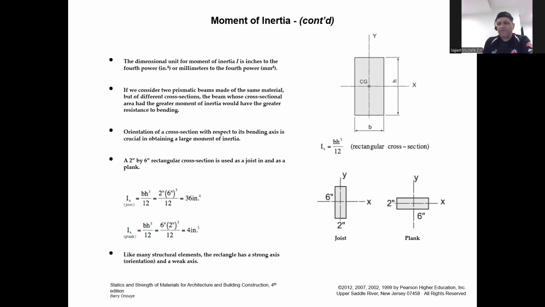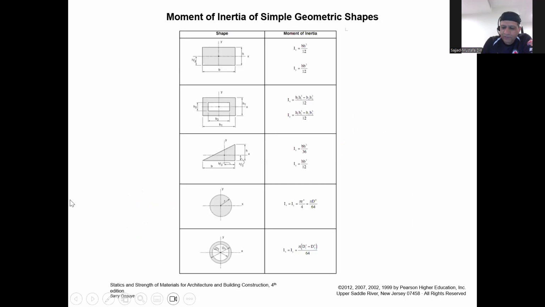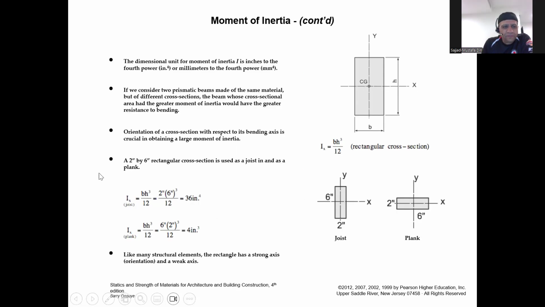So let's say we have a beam like this, shown right here. We know its center of gravity, and we know its height h. We can use x and y axes passing through that. We also know its width b.